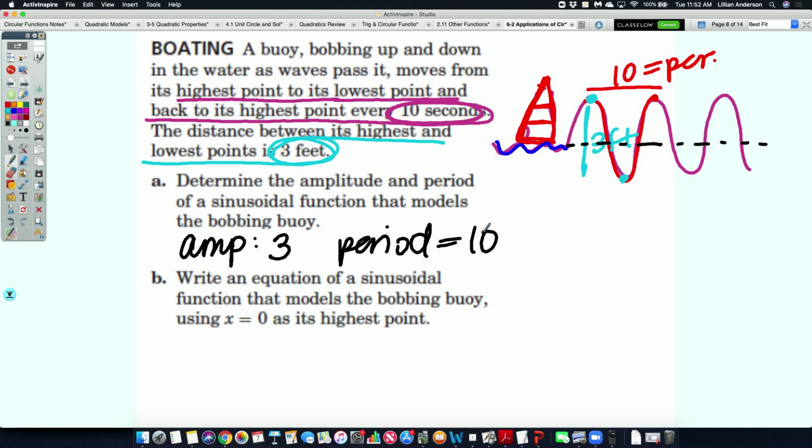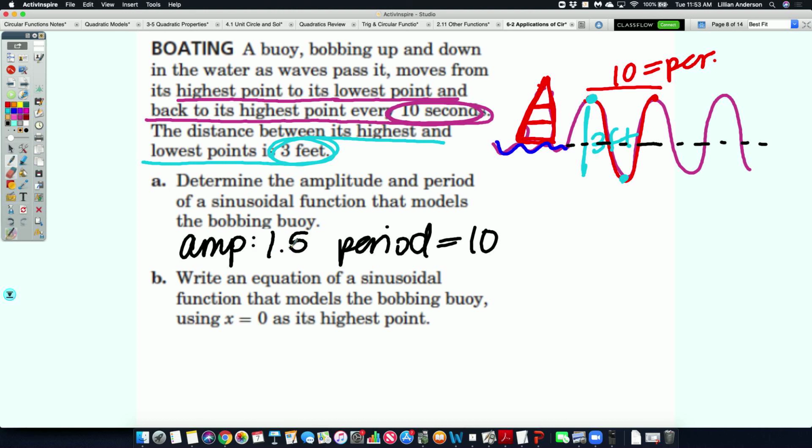So you see how we were able to pull out that information from the description? You don't need data. You just have to be able to use your deductive reasoning skills to pull out the information. Amplitude is 1.5. Ooh, thank you. Sorry, amplitude is 1.5. Good catch. Got a little excited.